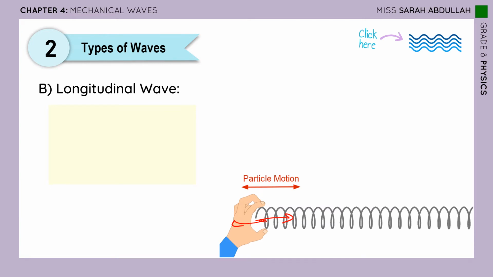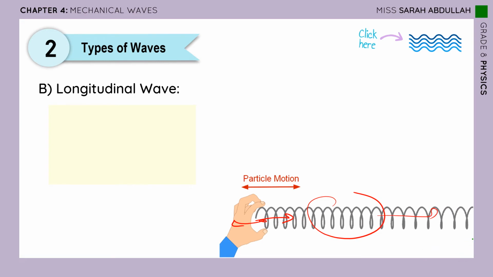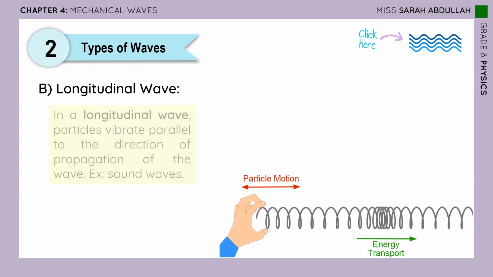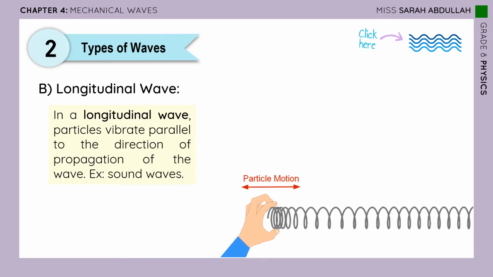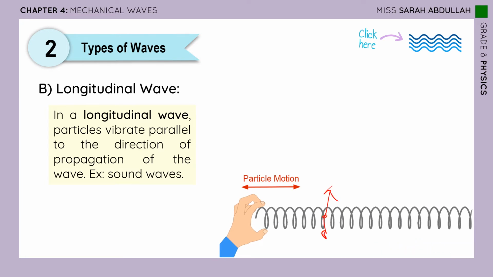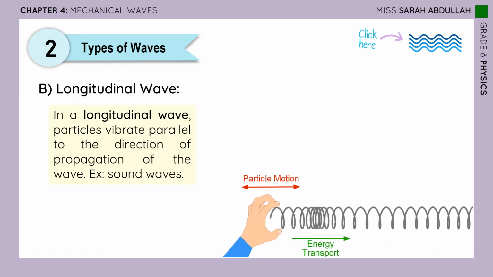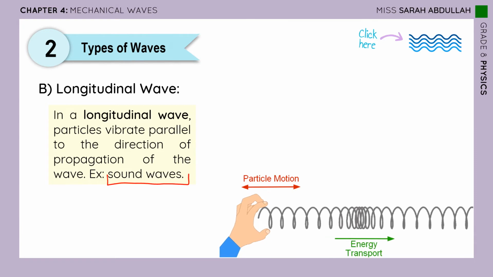And you can see that the energy is being transported. See? So the energy is being transported along the spring. You guys can see that the motion of the particle is parallel to the direction of propagation of the wave, and it is not perpendicular like the transverse waves. An example of that are sound waves, which we will talk about in the next chapter.